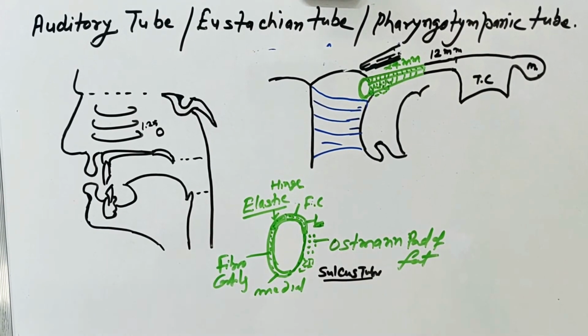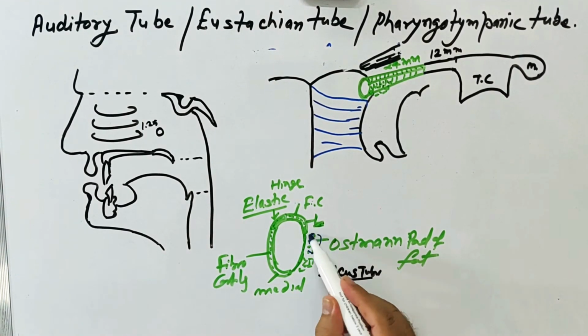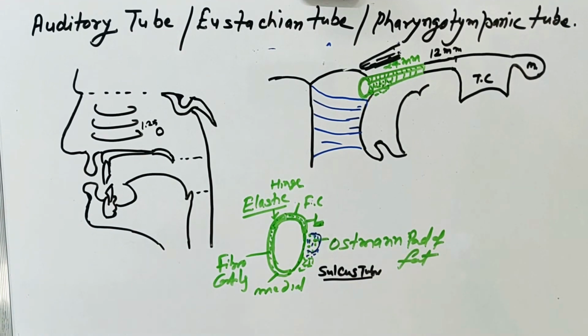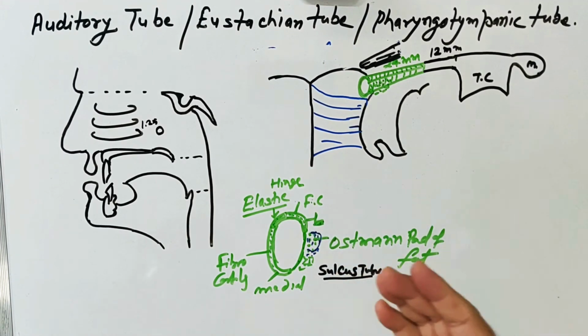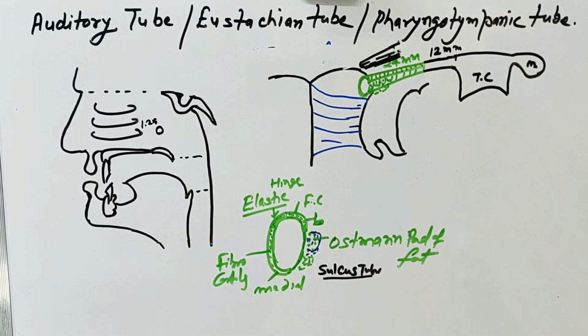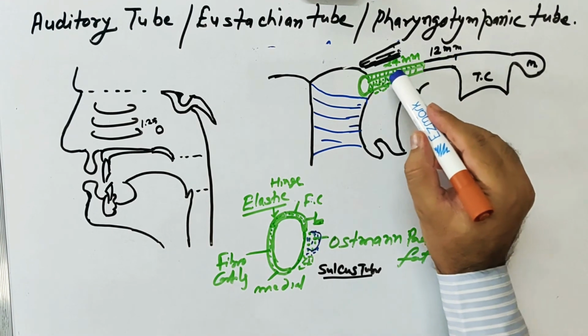So this is the pad of fat. If you see the direction, its direction is downward, forward, and medially. So from here, downward, forward, and medially.